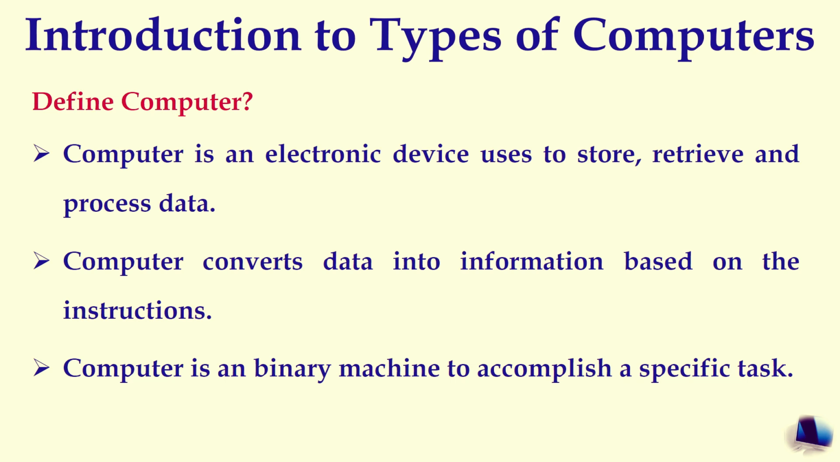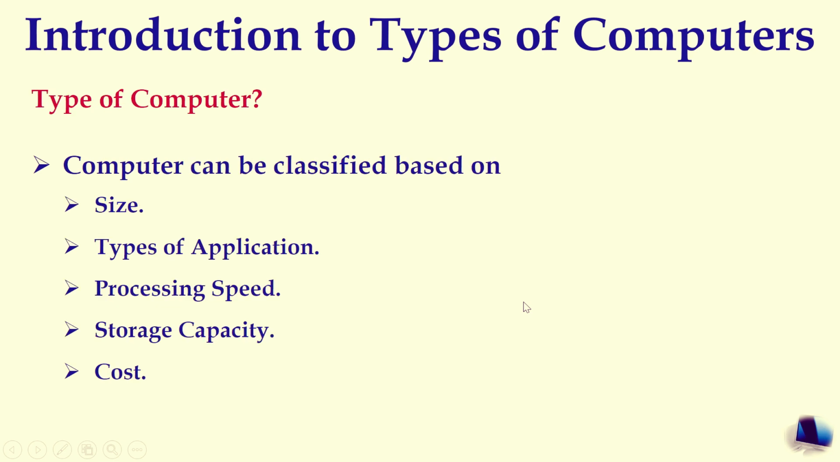How will it convert data into information? It's based on instruction. Whatever instructions you are providing to the computer, based on the instruction, computer will convert data into information. Next, we will see types of computer.